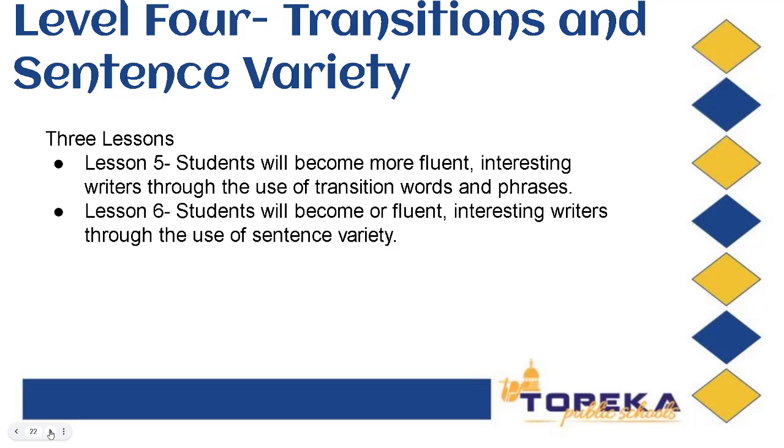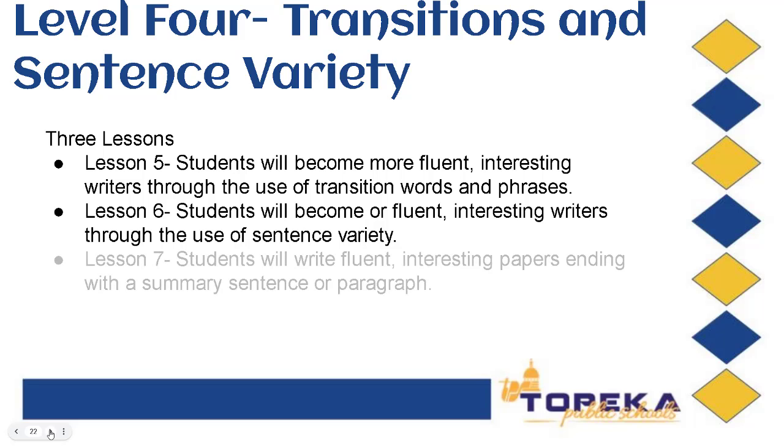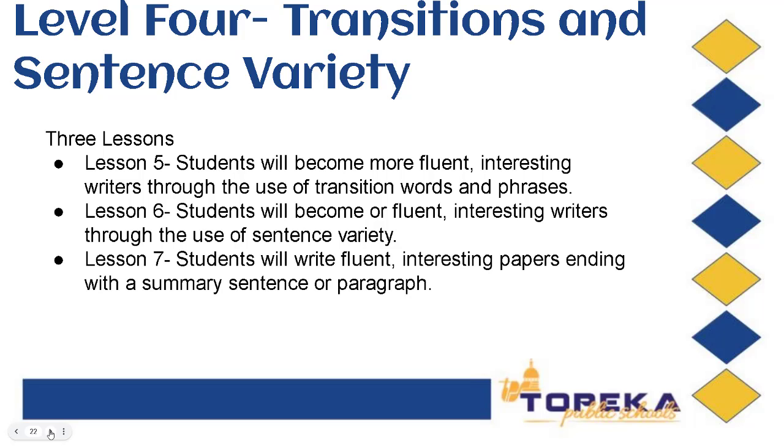And keep in mind that that fluency and that sentence variety, rather, will look different at given grade levels. In the primary grades, our sentence variety may look quite a bit different than it would in 4th and 5th grade, for example. And then finally, in Lesson 7, students will begin looking at more interesting ways to write a summary and how to really leave the reader with a strong sense of conclusion at the end of a written paper.